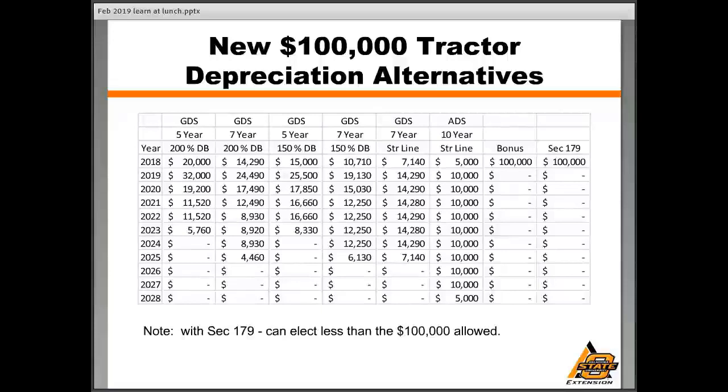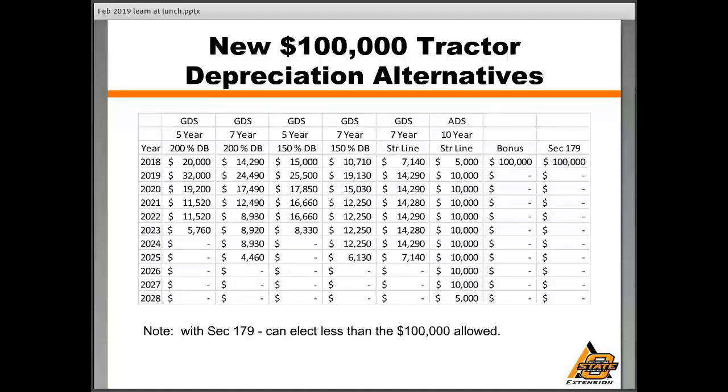Let's make life easy. Let's look at one of the options that are allowed right now for a new item placed in service. New machinery and equipment rules have changed. Also, the tax law has allowed farmers to elect to use full 200% declining balance. We haven't had this opportunity since the 1986 Act. In that time, farmers have had to use the slower write-off, 150% declining balance.